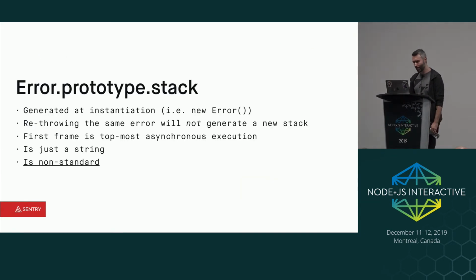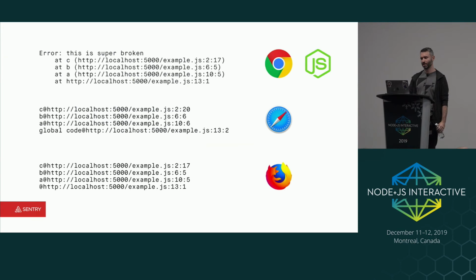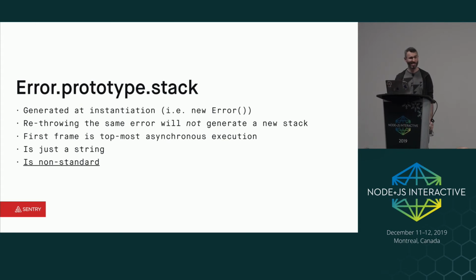So stack property, couple key takeaways. It's generated at instantiation. Rethrowing the same error will not generate a new stack trace, but if you create a new error, obviously you will. The first frame is the topmost asynchronous execution, except in some cases it's just a string, right? So everything I've shown you, this is not some clever array that you can manipulate. It's just all string data, and it's non-standard.